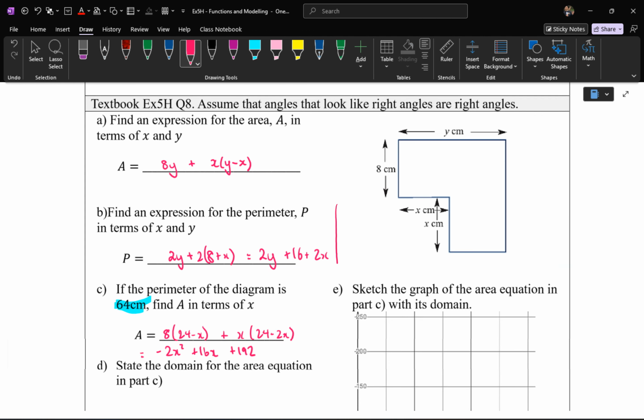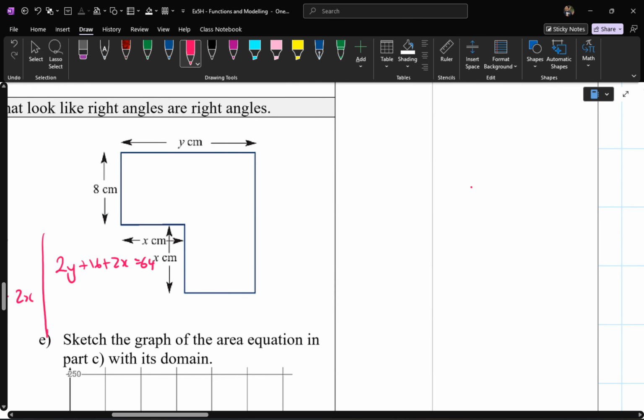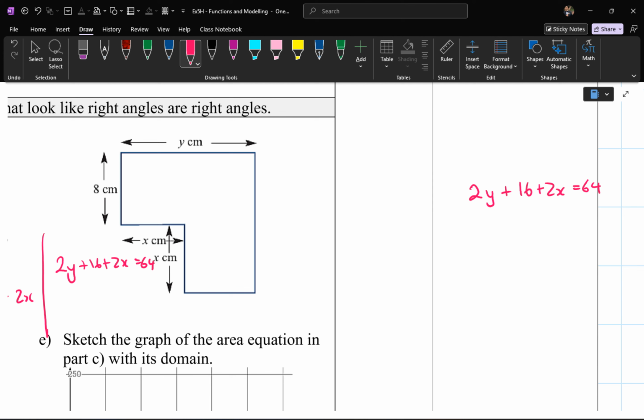So in this equation, you're saying 2y plus 16 plus 2x must equal 64. Since I don't have much space, I'm just going to move it to the side for a bit so you can see. 2y plus 16 plus 2x has to equal 64. Rearrange it. So 2y plus 2x is equal to 48, because I take away 16 on both sides. Divide both sides by 2 and you'll get y plus x is equal to 24.